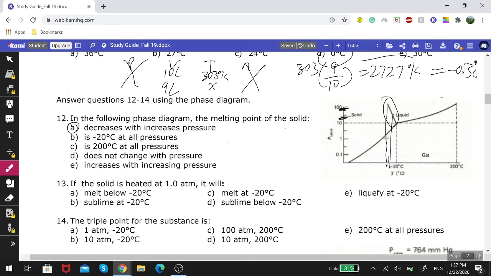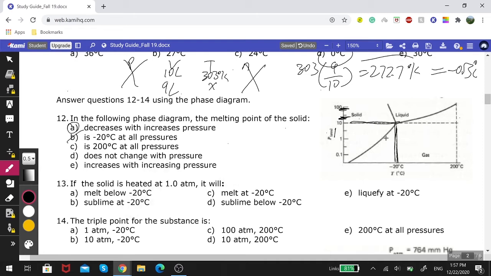Let's check number 2. Negative 20 at all pressures. Is negative 20 degrees the melting point of the solid at all pressures? That is not true, because it is only at 10 atmospheres, or whatever this unit is, that it is negative 20. So that's not true. Is it 200 degrees C at all pressures? 200 is not where the melting point is.